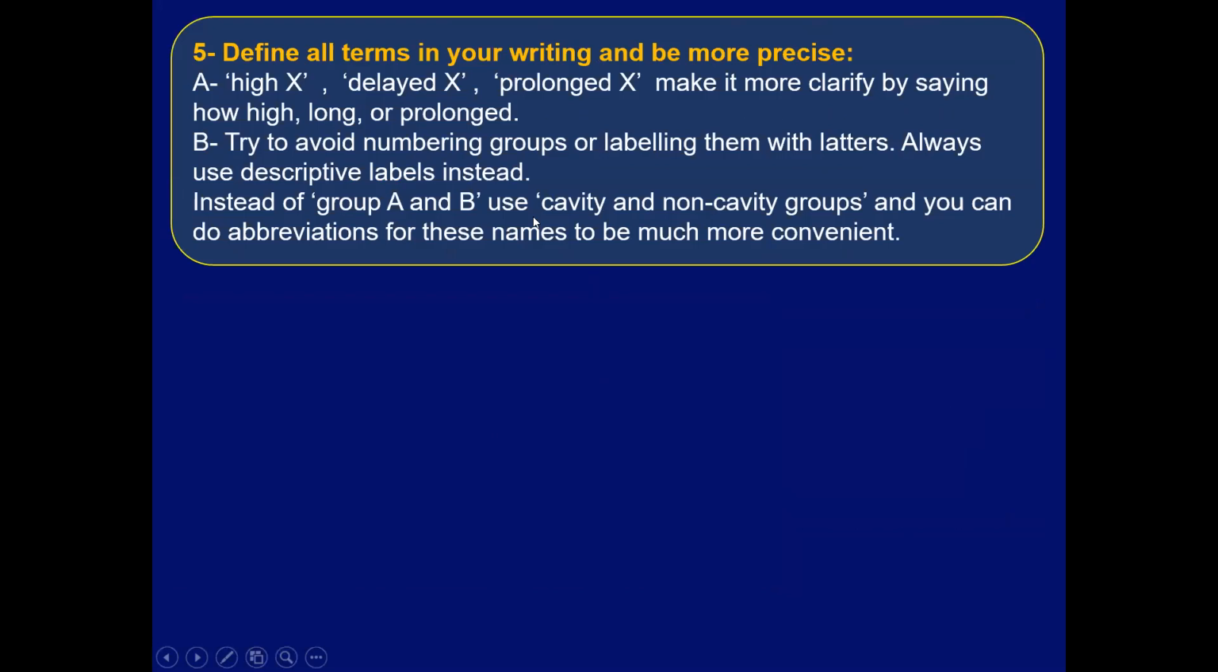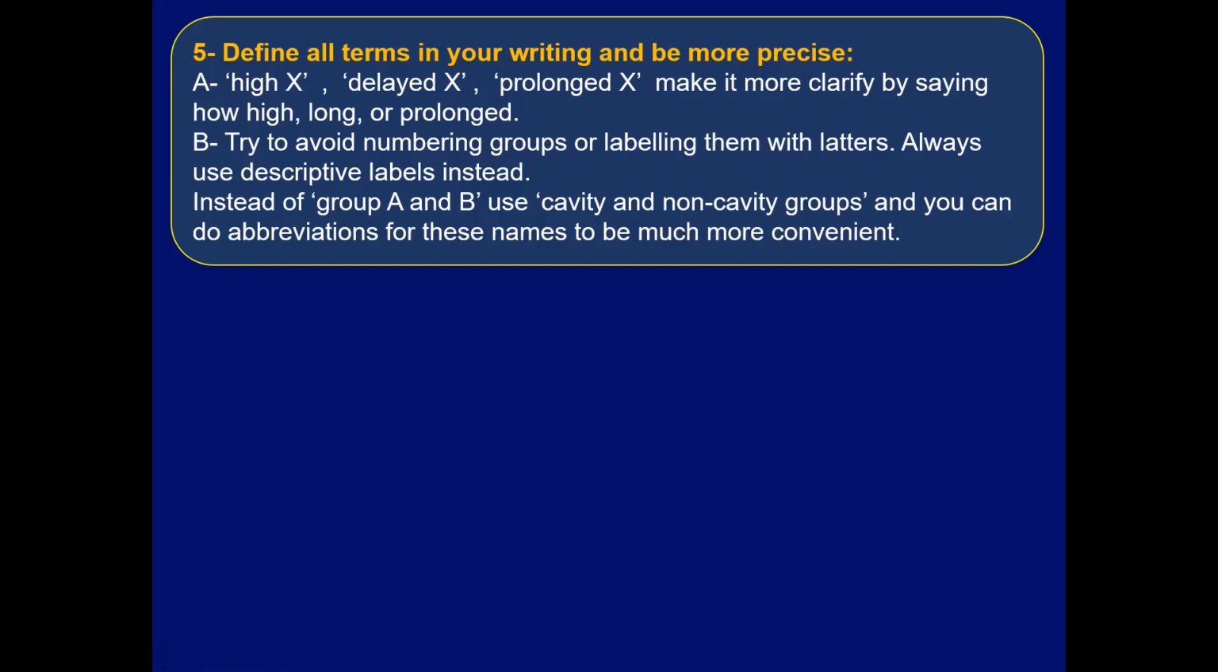You also need to define all terms in your writing and be more precise. For example, when you say high X or delayed X, prolonged X, try to make it clearer by saying how high. What is the meaning of high? What is the meaning of delayed or long or prolonged? Just one word of description is sometimes not enough and may give a vague description to the reader. The readers need to understand the details about that high or delayed or prolonged.